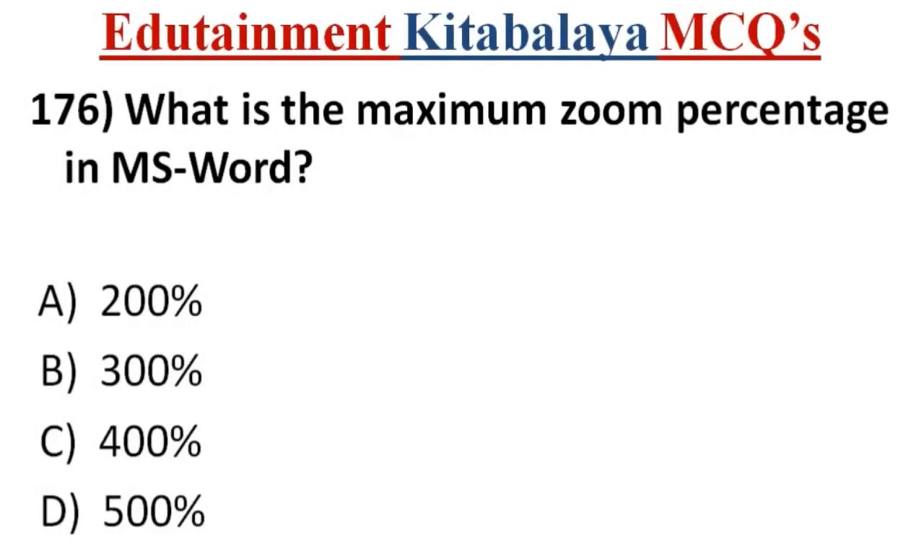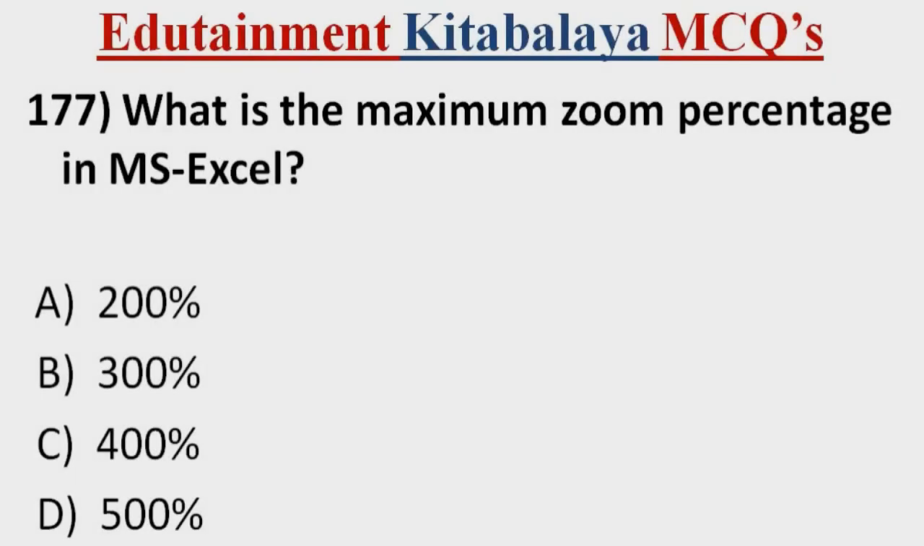Question number 176. What is the maximum zoom percentage in MS Word? A 200%, B 300%, C 400%, D 500%. Correct answer is D 500%. Question number 177. What is the maximum zoom percentage in MS Excel? A 200%, B 300%, C 400%, D 500%. Correct answer is C 400%.